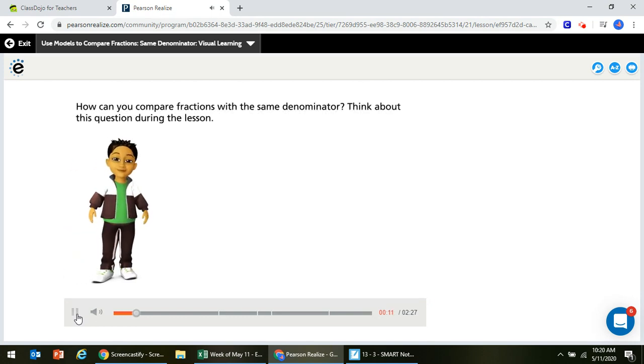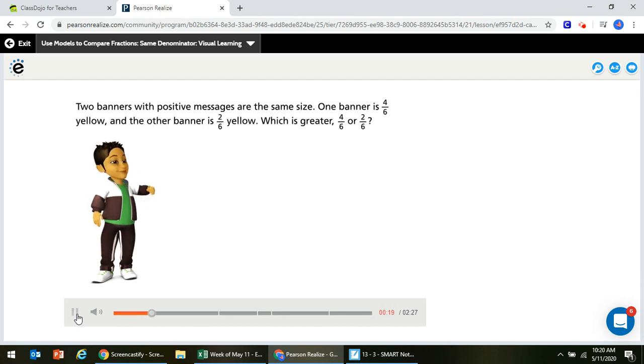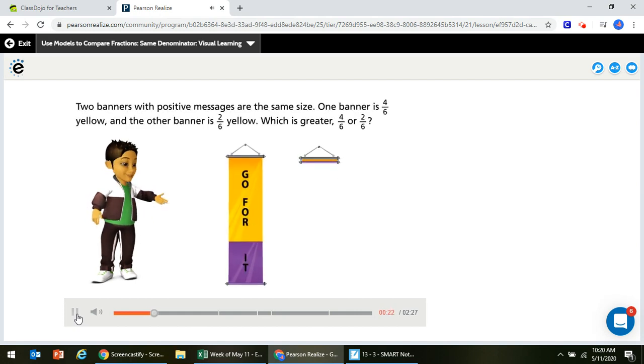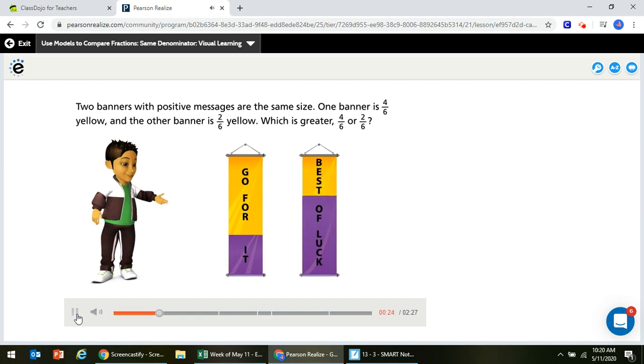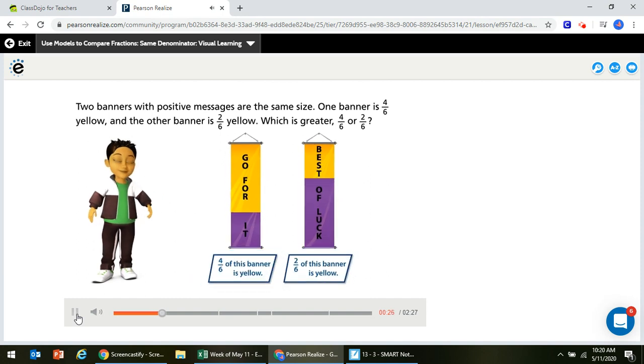How can you compare fractions with the same denominator? Think about this question during the lesson. Two banners with positive messages are the same size. One banner is 4/6 yellow, and the other banner is 2/6 yellow. Which is greater, 4/6 or 2/6?